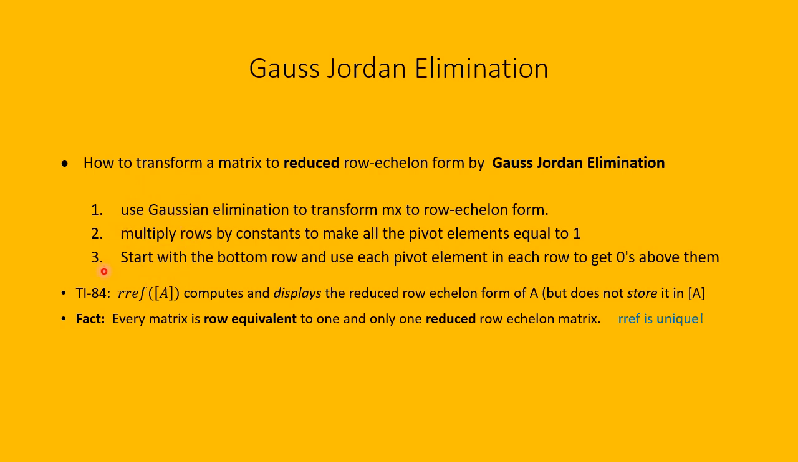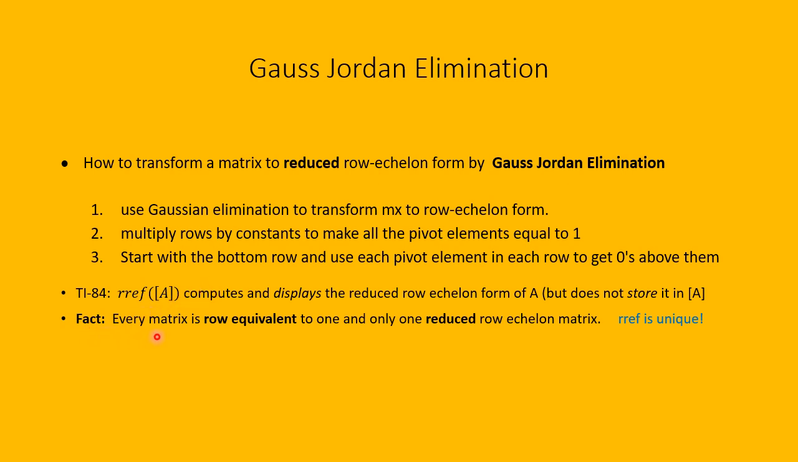But let's mention that on a TI-84 calculator, there is a built-in matrix function RREF for reduced row echelon form, and this will compute and display the reduced row echelon form of A. If you want to save this reduced form, say, back in the matrix A, you'll have to say A equals RREF of A. So you have to basically store it somewhere if you want to use it later.